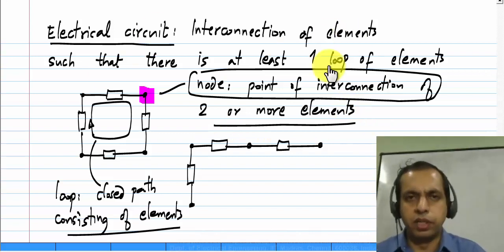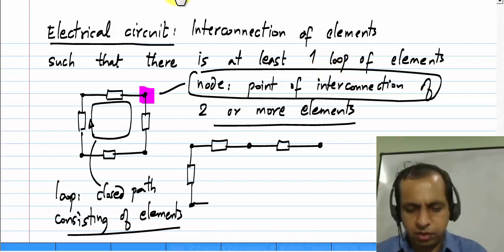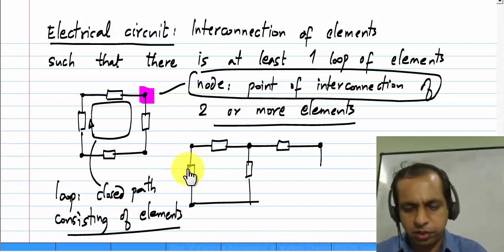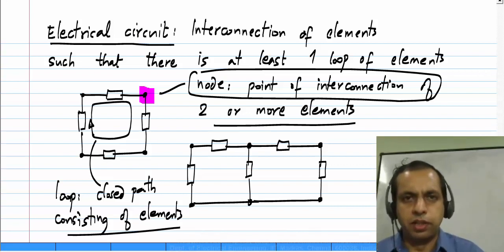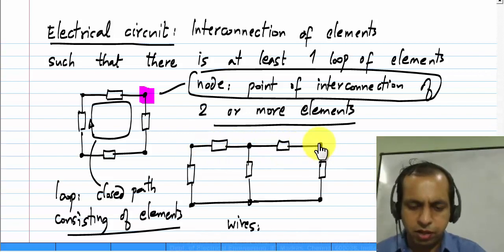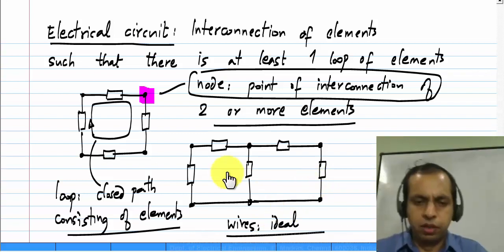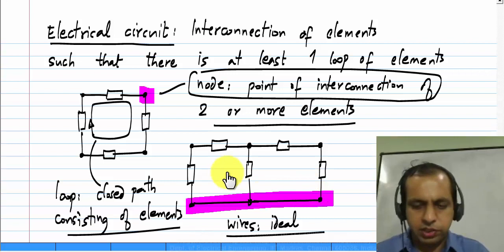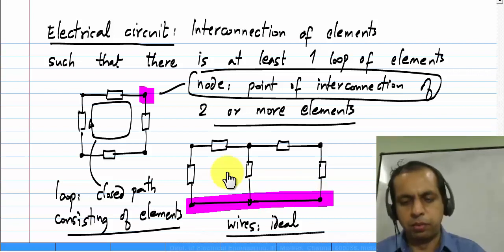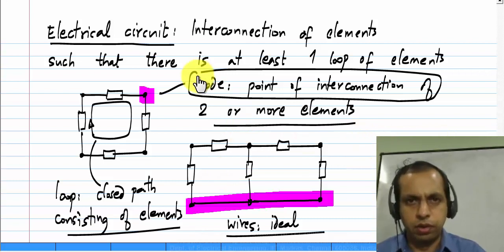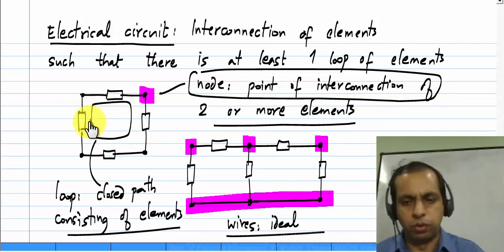Now I said the node is a point of interconnection. What it means is not necessarily that it's physically drawn as a point. I could draw it like this. Let me draw a circuit of this type, and as far as we are concerned now, the wires will have no resistance whatsoever. All our wires are ideal. That means that they are ideal equipotentials and so on. Now this whole thing here, which is a point of interconnection of this element and that element, is a node. So this is a node, that is a node, that's a node, and this whole thing is a single node.